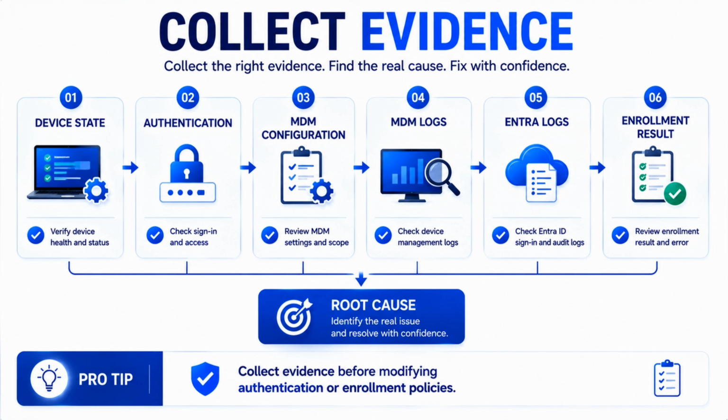Our next step is to collect evidence. Don't start changing policies yet. We need to determine whether the device itself is correctly registered, whether the user has a primary refresh token, whether automatic enrollment is configured correctly, and what Windows reports during the enrollment attempt. We'll use dsregcmd status for device and authentication state, Windows MDM logs for enrollment events, Microsoft Entra logs for authentication results, and the enrollment configuration for MDM scope and licensing. By collecting this evidence first, we can separate configuration problems from authentication problems and avoid unnecessary remediation.